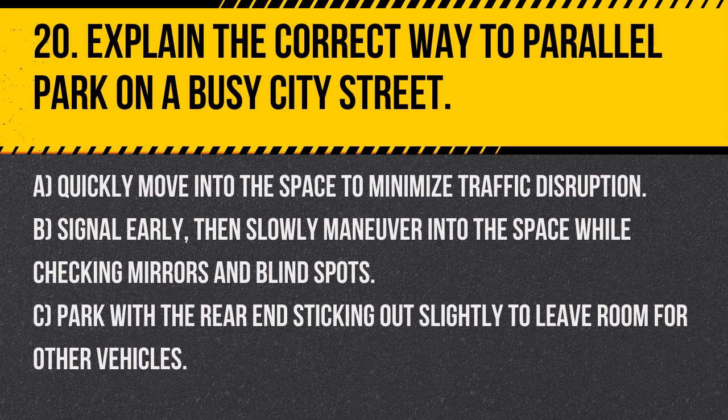Question 20. Explain the correct way to parallel park on a busy city street. A. Quickly move into the space to minimize traffic disruption. B. Signal early, then slowly maneuver into the space while checking mirrors and blind spots. C. Park with the rear end sticking out slightly to leave room for other vehicles.